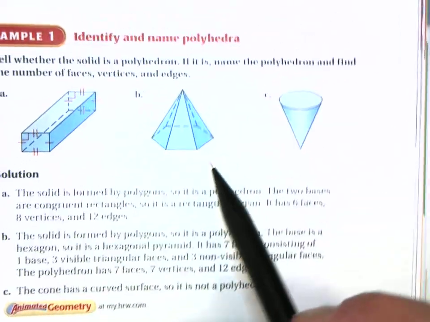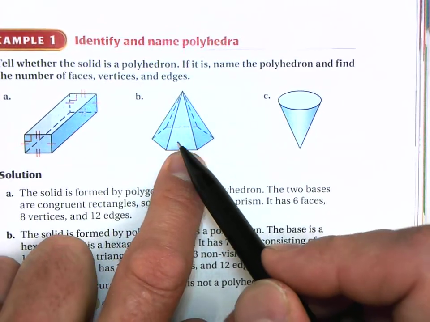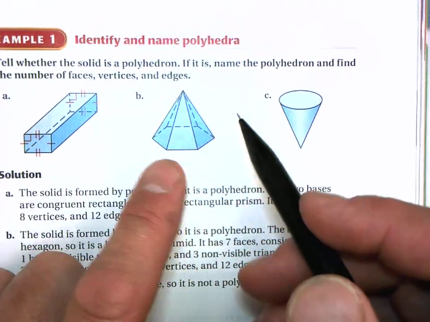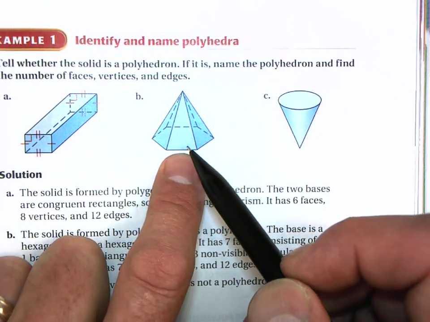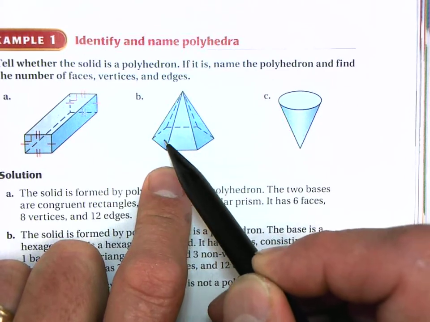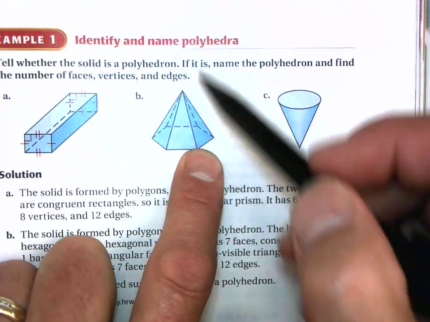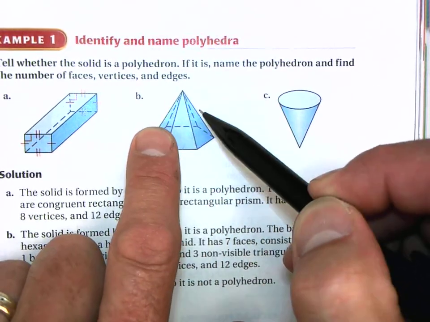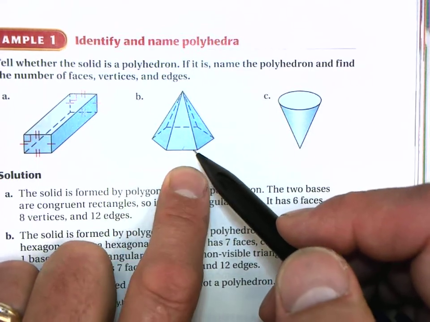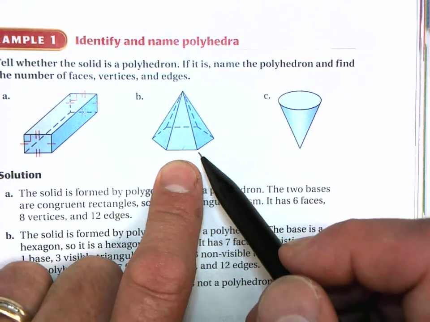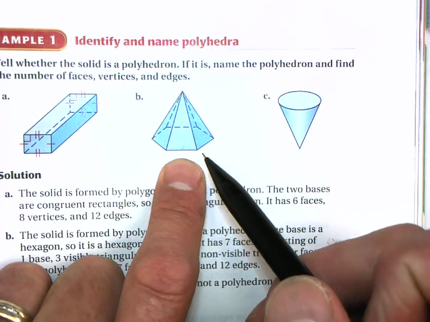Let's look over here at this one, and first of all let's identify the sides, or the surfaces. Are these surfaces polygons? On the bottom here it looks like we have, 1, 2, 3, so that's a hexagon. And then on the sides, these are all triangles. Yep, so all these surfaces are polygons. Therefore, this is a polyhedron. Okay, so what kind of polyhedron is it?